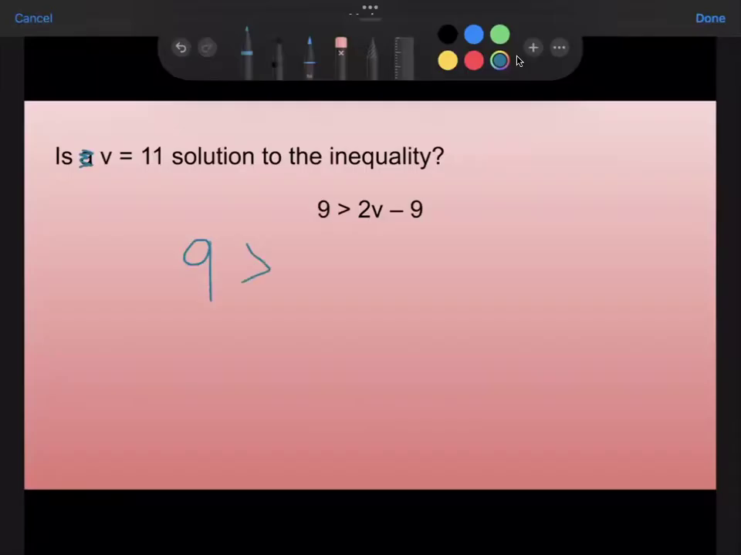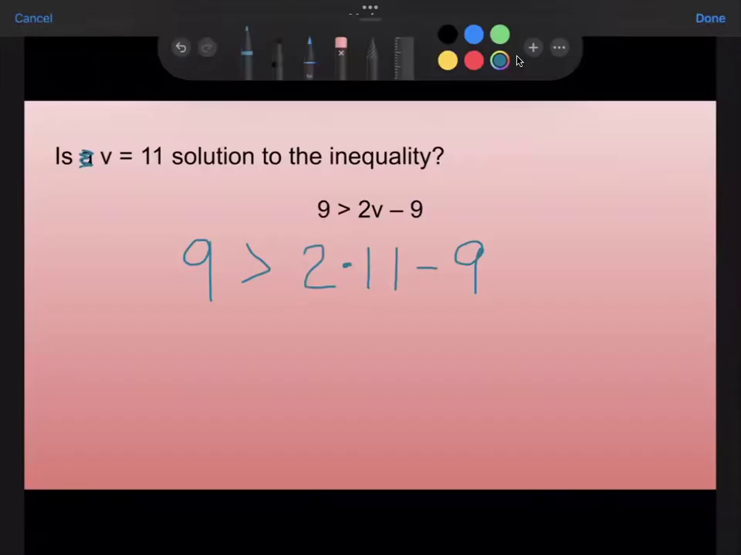I'm going to rewrite the inequality: 9 is greater than 2 times V minus 9. The reason I separated the 2 and the V and put the multiplication symbol in between is because I'm planning to replace that with a number, and I want to make sure it's understood that it's 2 times 11, not 211. So now it's time to replace that V with the possible solution of 11. Now I need to analyze the right side of that inequality to see if it gives me a true statement or an untrue statement.